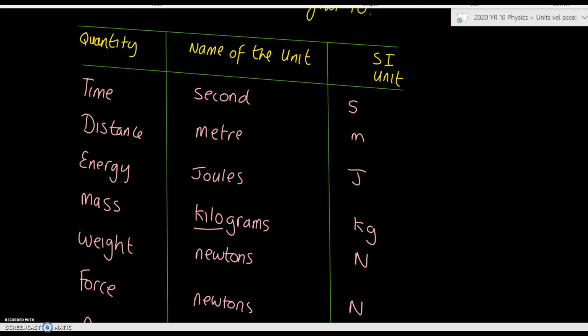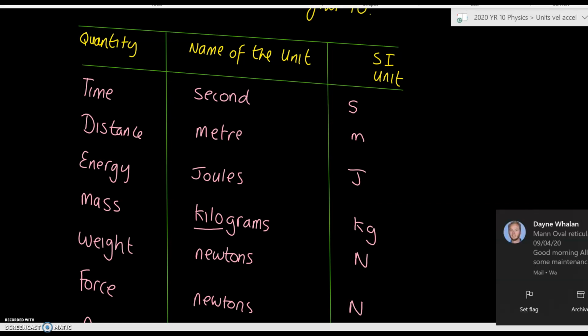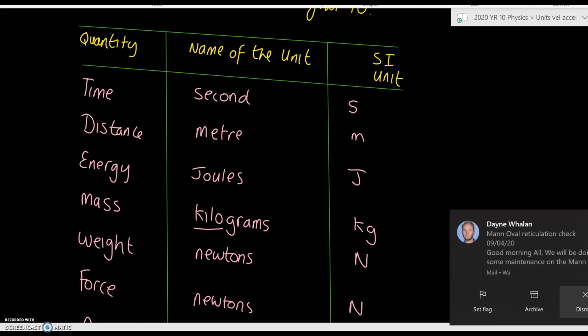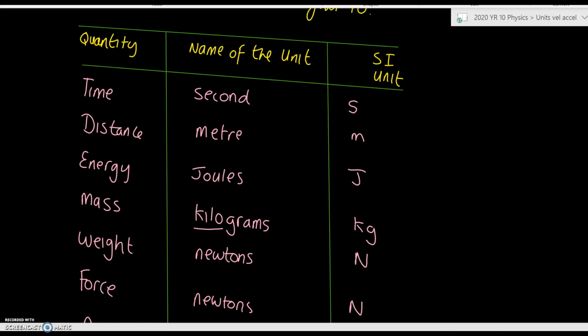And you'll notice that most of the letters will be lowercase unless they're named after a scientist, or they conflict. So, for instance, the meter is lowercase m, but we notice that an uppercase M is used for mega, which means million. So there's a conflict there. Let's go on to that.